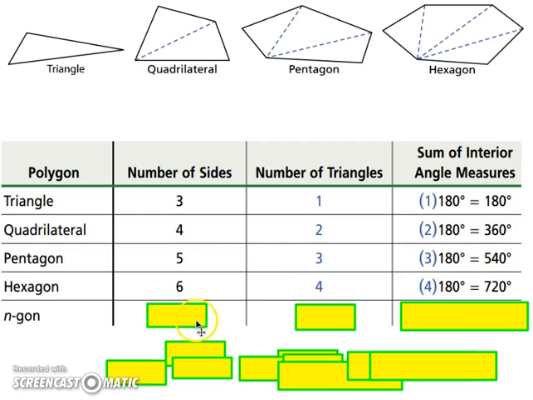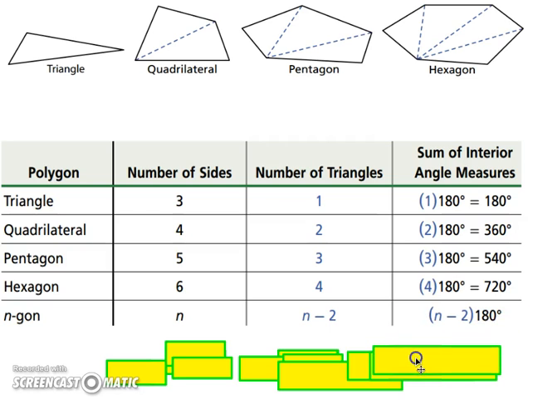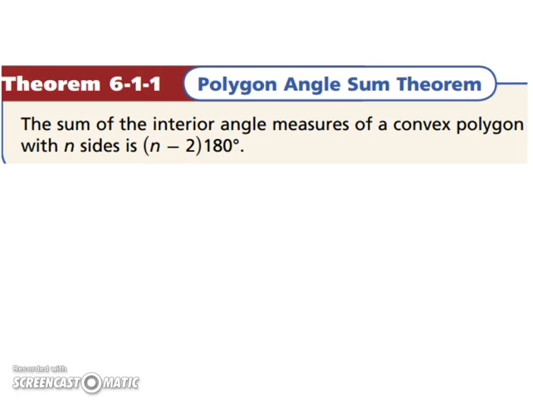Well, we can do this with any figure. We have an n-gon, for example. We do not know the number of sides, so we're going to replace it with an n. Look at the pattern that you see. The number of sides is 2 greater than the number of triangles. So, you can take n, subtract 2, to find the number of triangles. Then, just substitute that in for the number of triangles and multiply that by 180. This is the polygon angle sum theorem.